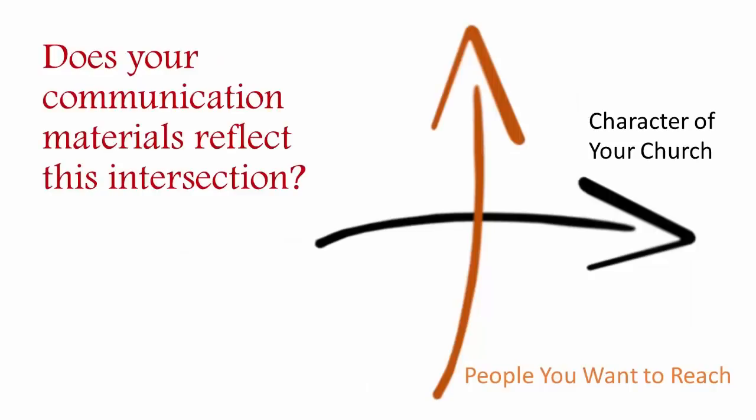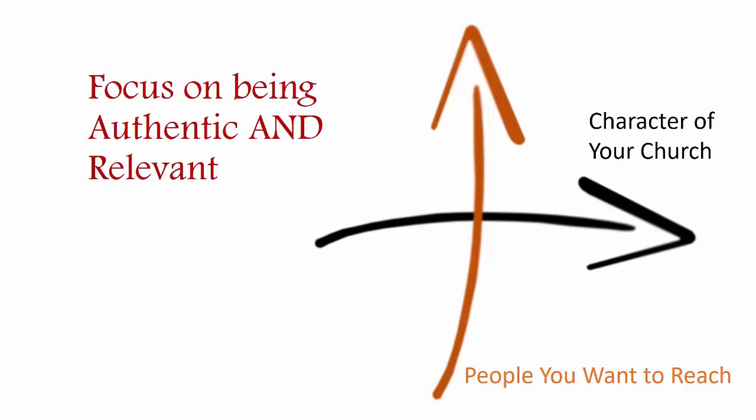And so when we understand who we're trying to reach and we understand what our natural state is, how do we start to really manage that intersection that is both authentic and relevant, not only to what people care about, but who God calls our church to be? And so when we understand that, then we can move forward in the design process.